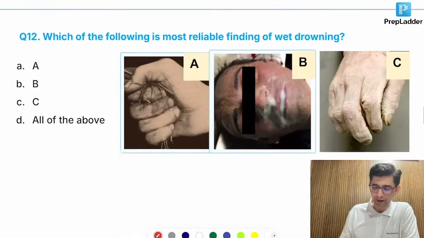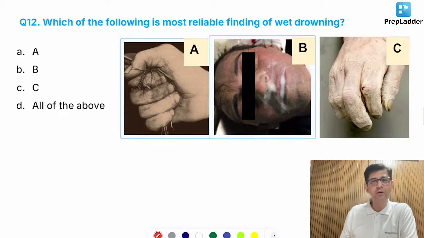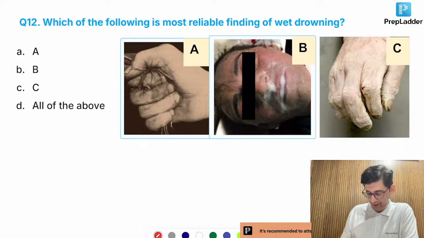Okay, fine. So an analytical one: which of the following is the most reliable finding of wet drowning?